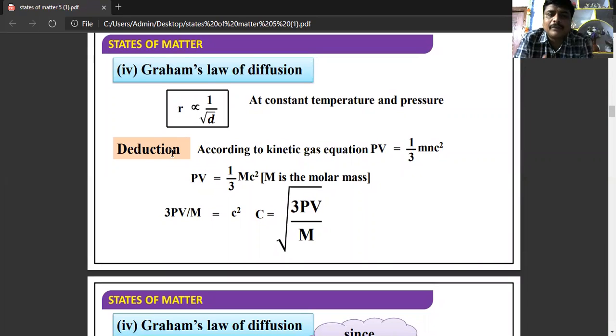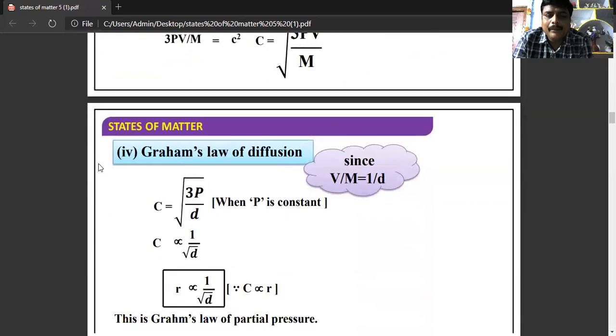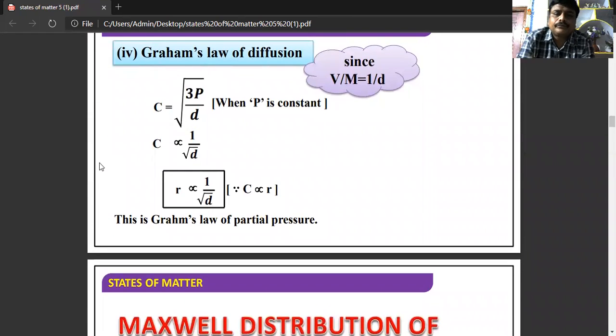Now coming to Graham's law of diffusion, we have to prove that R is proportional to 1 by root D. According to the kinetic gas equation, PV is equal to 1 by 3 mnc square. Small m and small n, I am writing as capital M, that is nothing but capital M is molar mass. So PV is equal to 1 by 3 Mc square. So C square is equal to 3PV by M.